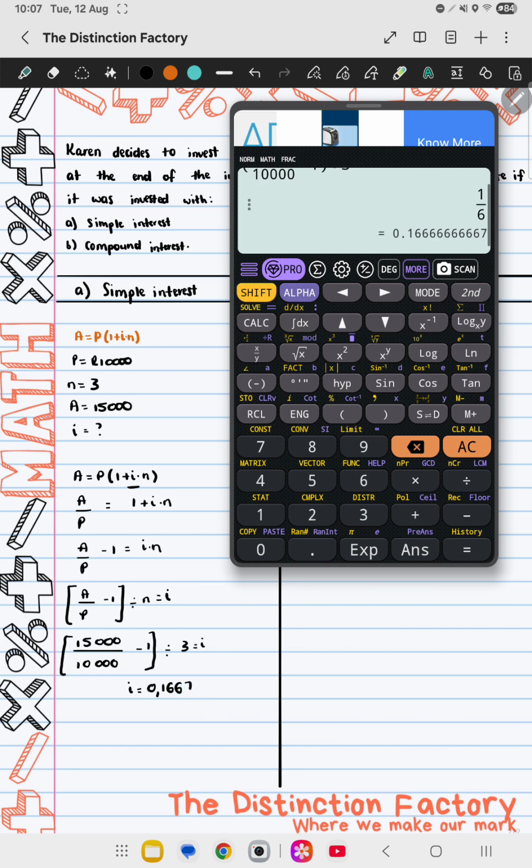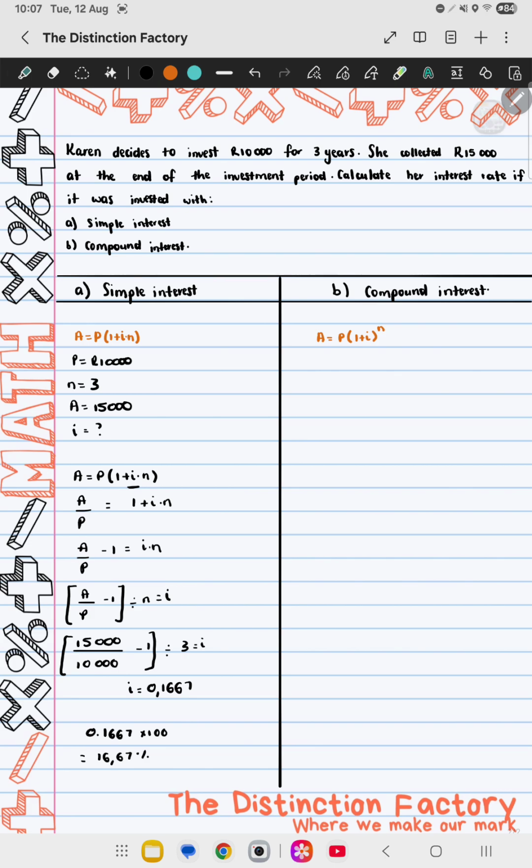0,1667. Okay, but remember that this is the decimal version and we want the interest rate as a percentage. So we're going to take our answer and convert it to a percentage by multiplying it by 100, which equals 16,67%.